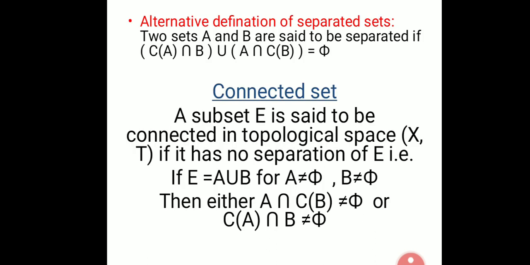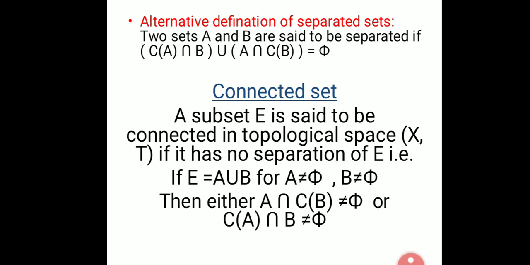Now let's discuss an alternative definition of separated sets. The two sets A and B are said to be separated if (closure of A ∩ B) ∪ (A ∩ closure of B) = φ. If this condition is satisfied, then we can say that the sets A and B are separated sets.